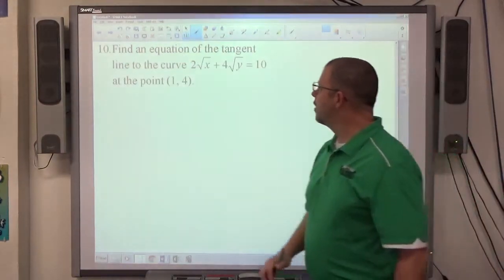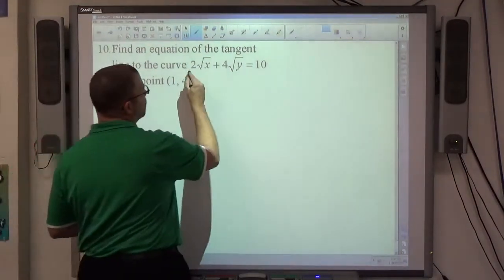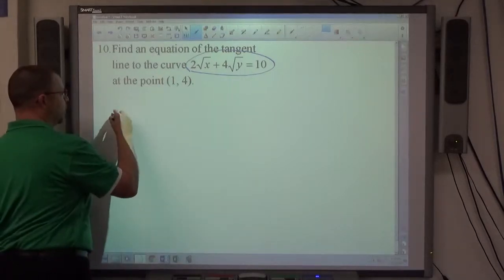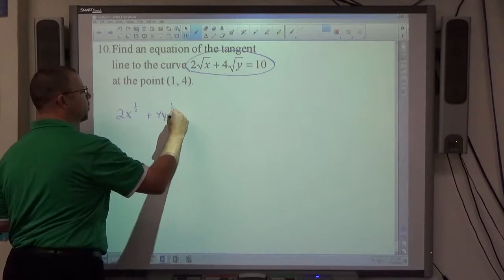Number 10, find the equation of the tangent line to the curve. So this one here is an implicit function, so I'll probably use implicit differentiation. I have radicals. I don't like radicals, so I'm going to change them to fractional powers. So the first thing I do is take that function, 2x to the half plus 4y to the half equals 10.